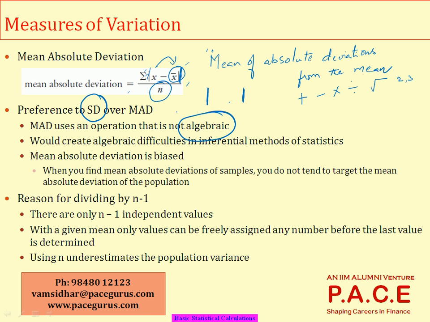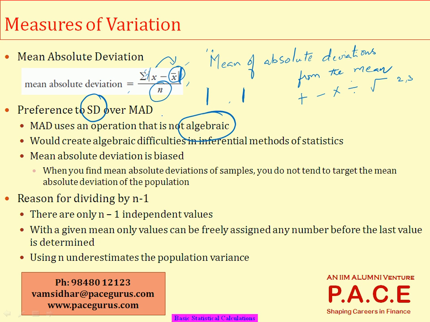But for you to simply understand this concept, because mean absolute deviation uses the concept of absolute value, which is not an algebraic tool, we cannot use algebraic notation with it, whereas the standard deviation uses square and square root, which are purely algebraic in nature. That is one reason people prefer standard deviation over the mean absolute deviation.